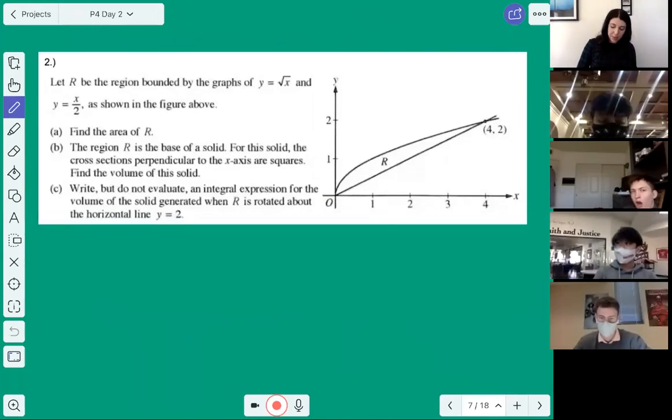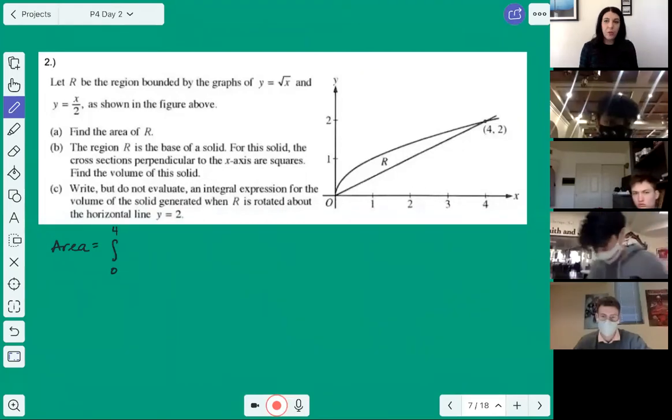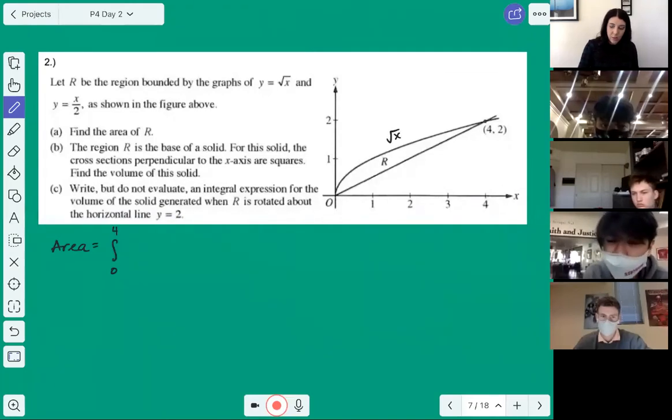Just for purposes of time, I'm going to go through this a little bit quicker so that we can get to that last one. So we have area equals the integral from, we should go from 0 to 4. Make sure you go from x to x or y to y. We're going to do this with respect to x. We're going to do top minus bottom. Our top curve is this square root of x one. Our bottom curve is x over 2. So we're going to go square root of x, or the same as x to the 1/2, minus 1/2 x dx.